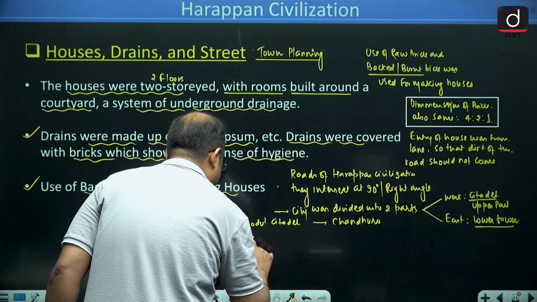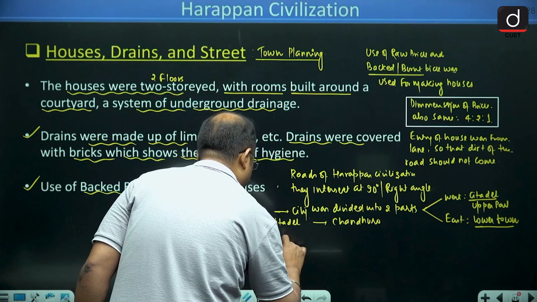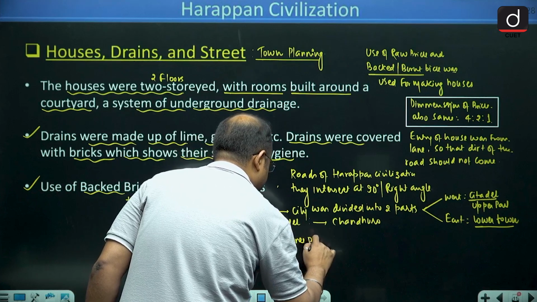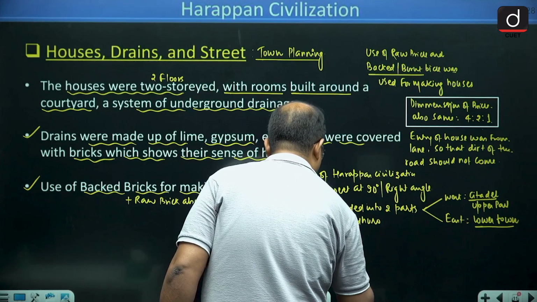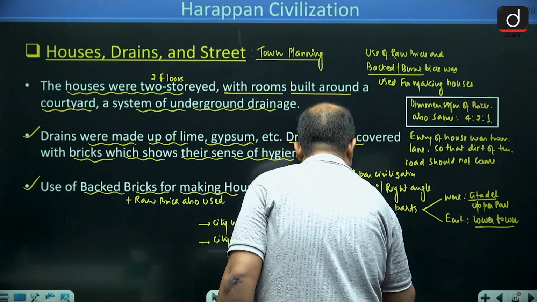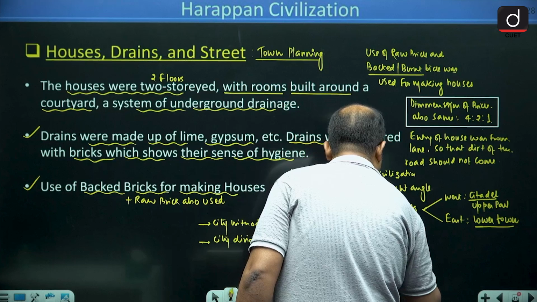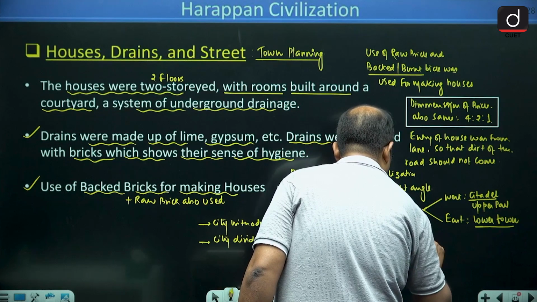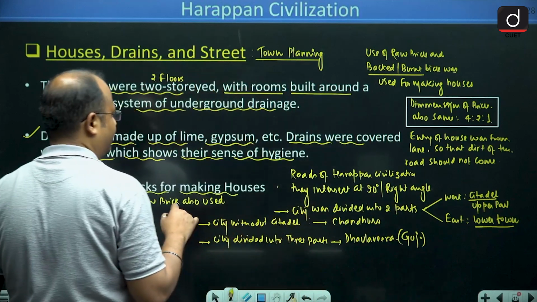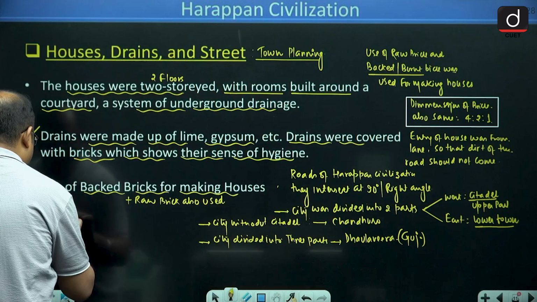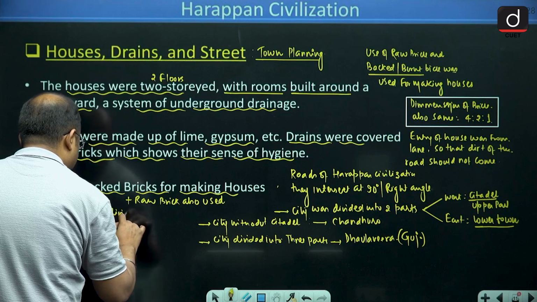And there was a city divided into three parts. That was Dholavira. Dholavira, guys, is in Gujarat, and this city was divided into three parts.